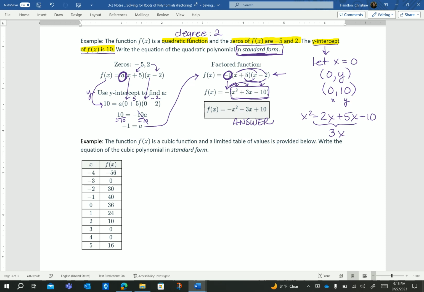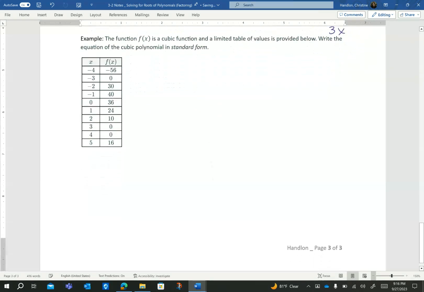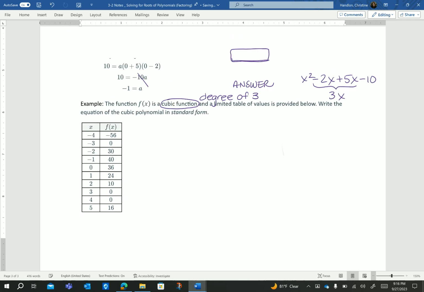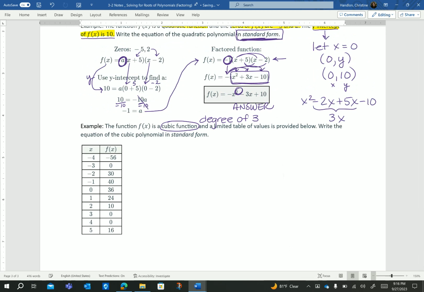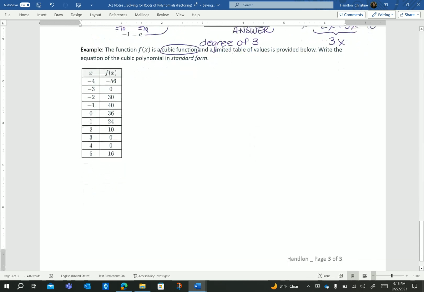Okay? So how do we do this when it's in tabular form? Well, here we go. We know it's a cubic function. So cubic function means our answer has to have a degree of 3. And by the way, up here, this was the degree of 2. So we know we're good. So this has to be a degree of 3. And we know from the previous problem that we need to find our zeros, or our x-intercepts, however you want to call it, our zeros, if any, and our y-intercept.